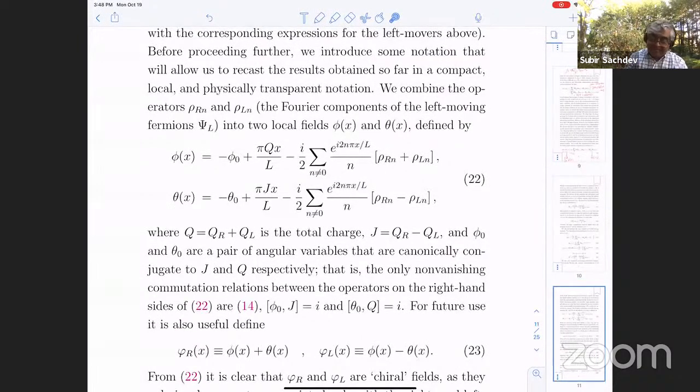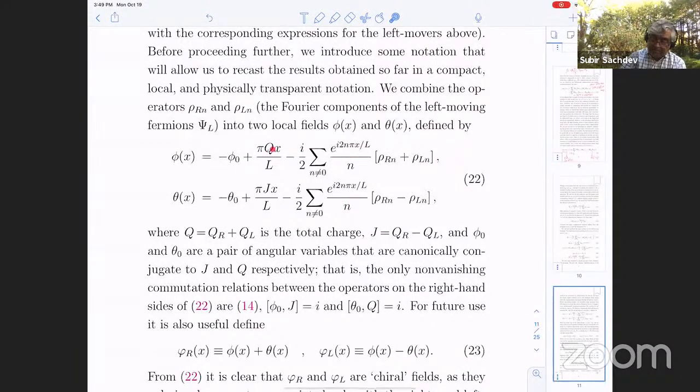there's a standard way to write this out in terms of local fields. We don't like to work with Fourier components. We want to work with X and Y, make everything local. And so you define these two fields, phi of X and theta of X, which are Fourier transforms of the sum and differences of the right moving and the left moving densities. And all these factors are chosen very, very cleverly to make the following results that I'm going to state work out. Okay, so this is how you define everything.